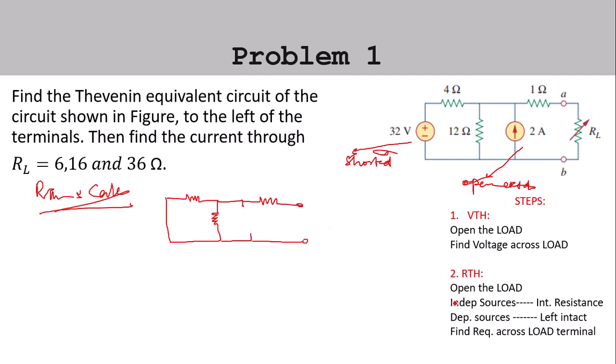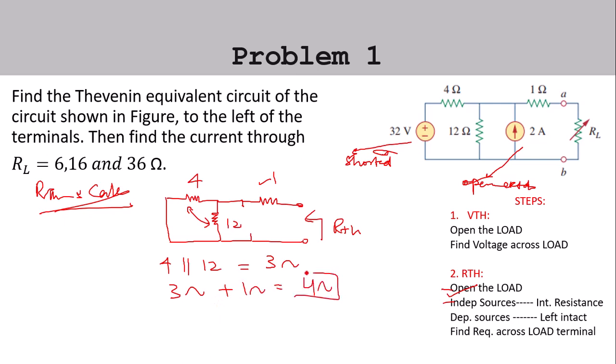Then what about the load? Load also must be open. Okay, these steps are given here also. Load must be open means you have to remove the load. Now this will be your RTH value. Now values are given 4, 12 and 1. So you can see students, these two are in parallel. So 4 parallel 12 will be how much? 48 by 16, that is 3. Now that 3 and this one are in series. 4 and 12 were in parallel, so 3 and 1 will make it 4 ohm. So we can say RTH is nothing but 4 ohm.